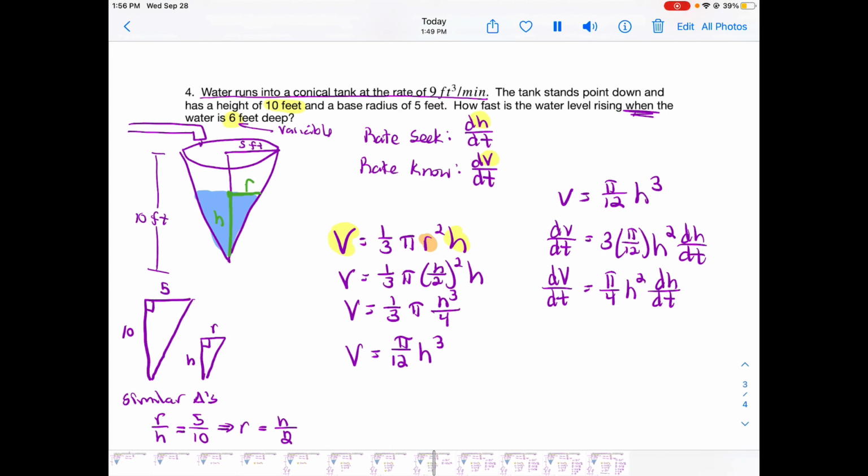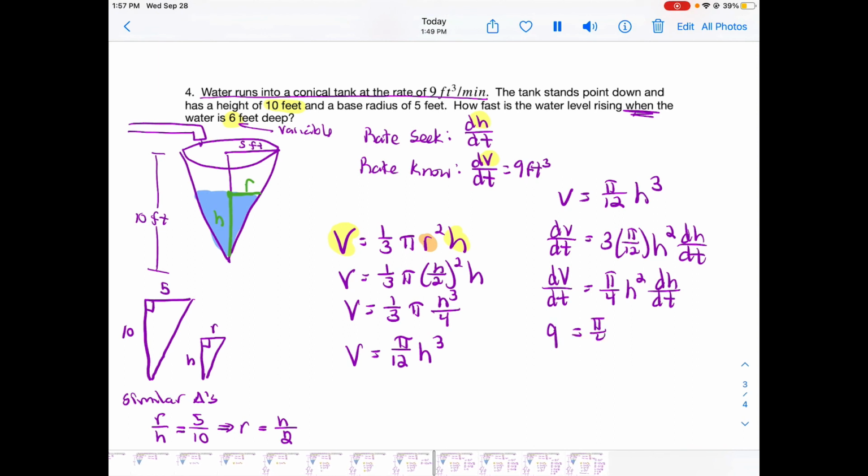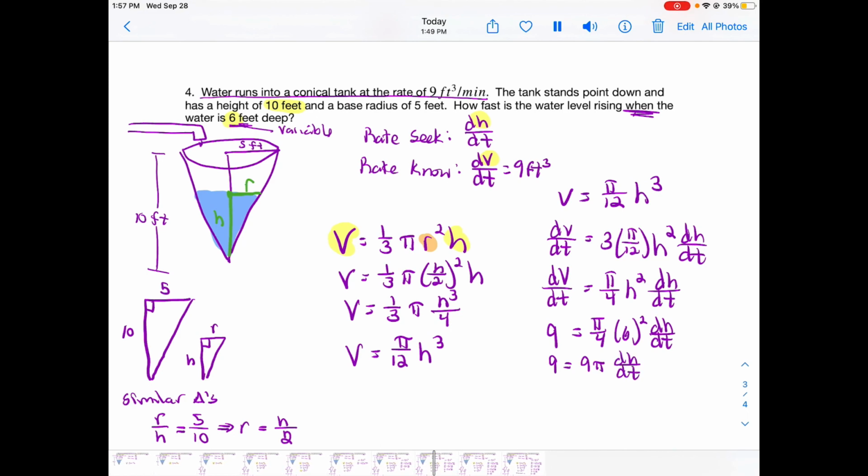It's time to substitute in our known quantities. The rate at which the volume is changing is 9 cubic feet per minute. So that's dV/dt. h was given to us: when the water is 6 feet deep, so h is 6. And dh/dt is what we need to find. So everything worked out well. I don't have to do another equation. Solve this equation for dh/dt. So 6 squared is 36. 36 divided by 4 is 9. So I get 9 is equal to 9 pi dh/dt. Divide each side by 9 pi. I get dh/dt is equal to 1 over pi.